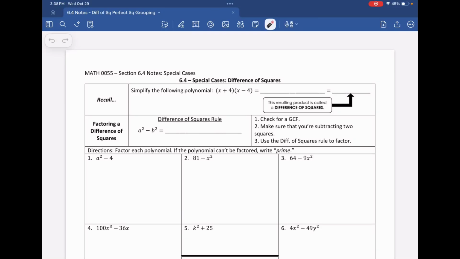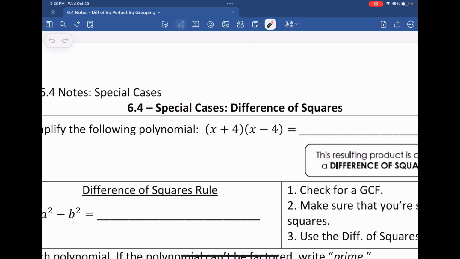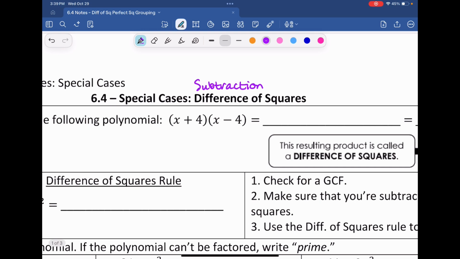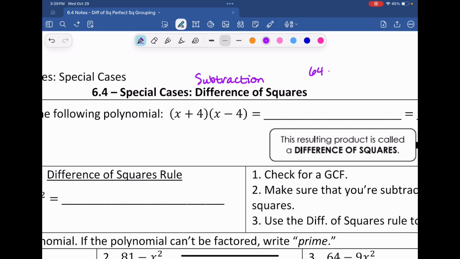All right, so now we're talking about a couple of different special cases of factoring that you're going to see. The main one, and this is the one I want you to focus on the most, is this thing called a difference of squares. If you see this word difference, that means subtraction. And squares are numbers that you can take the square root of and get a whole number. So like 64 is a square because it's equal to 8 times 8. I multiply a number by itself and I get 64. So 64 is considered a square.